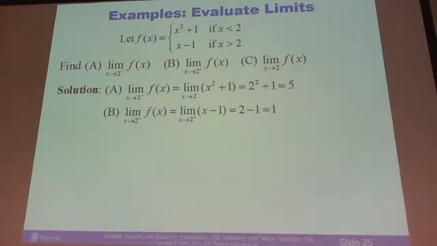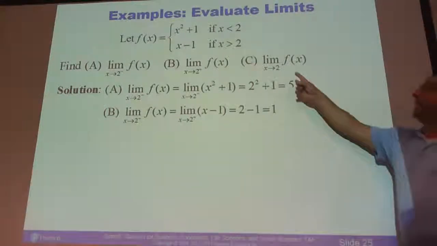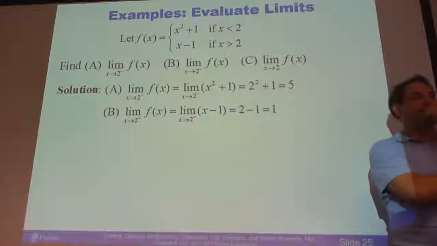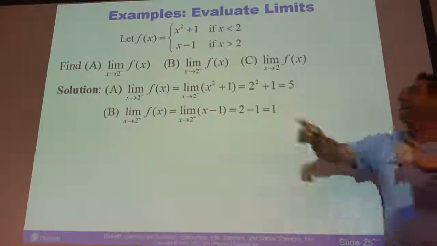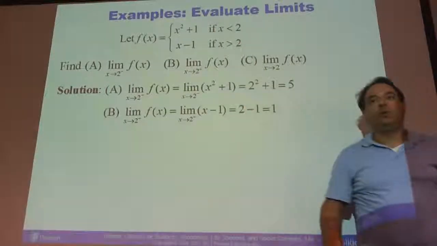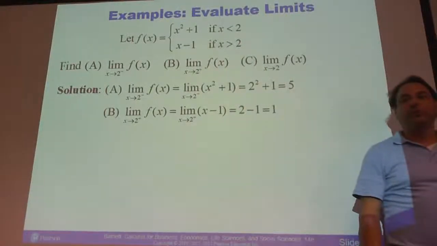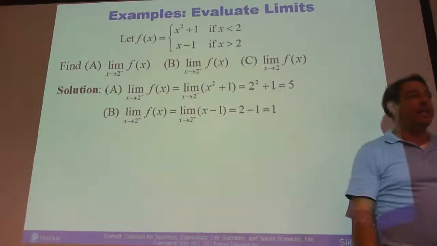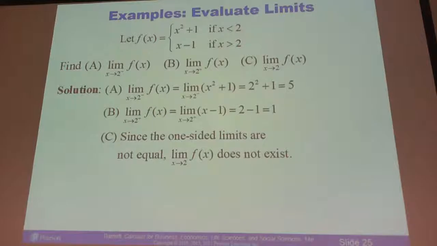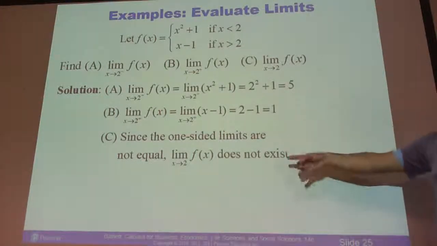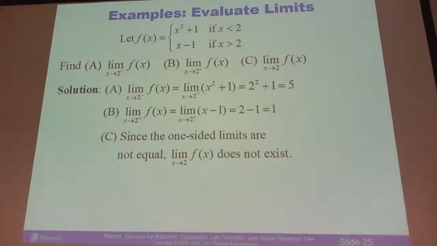Now, part C says plug in 2. Huh. Which one has the equal to? Which one has the equal to? Neither one. So can I plug in 2? Nope. 2 is undefined. So since the one-sided limits are not equal, and neither one of them has an equal, the limit does not exist. From the left, from the right, they don't match.